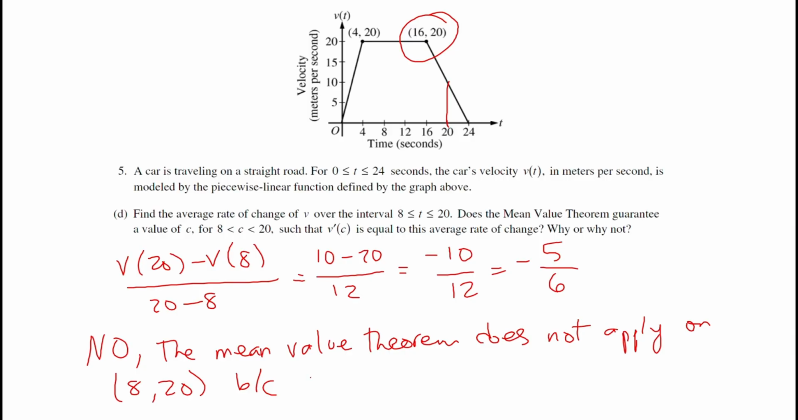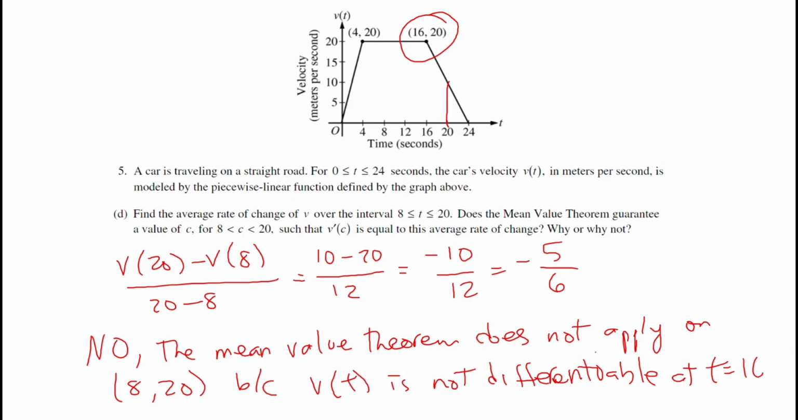And the reason is because v of t is not differentiable at t equals 16. Right? And 16 is on our interval, and therefore we can't apply the mean value theorem. And so 1 point for the average rate of change and 1 point for your answer of no with an explanation. And that is the end here of this motion FRQ, which was question number 5 from the 2005 AP Calculus AB exam.